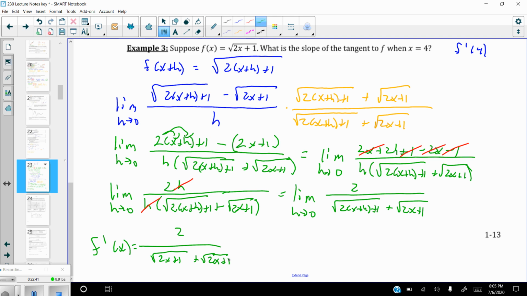Okay, perfect. So now if we were to plug in 4, we get 2 over, plugging a 4 into the first square root, 2 times 4, which is 8, plus 1 more is 9. So we're going to get the square root of 9, which is 3. Plus, we're going to get another 3. So what we get is 2 over 6, which reduces to 1/3. And there you have f prime of 4, or the slope of the tangent to f at x equals 4.